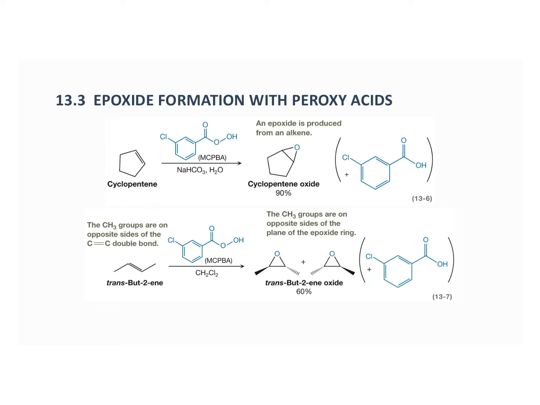So in chapters 10 and 11, we talked about how useful epoxides can be in carrying out certain functional group transformations and reactions that form new carbon-carbon bonds. One method of synthesizing an epoxide is to react an alkene with a peroxy acid.